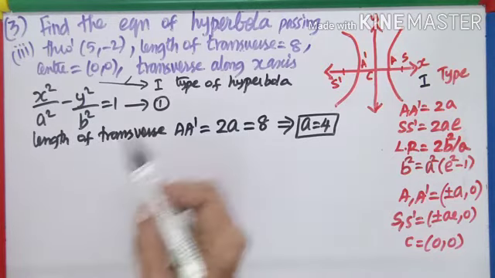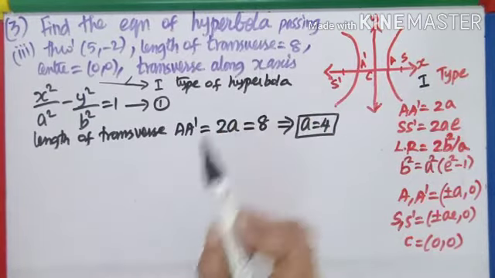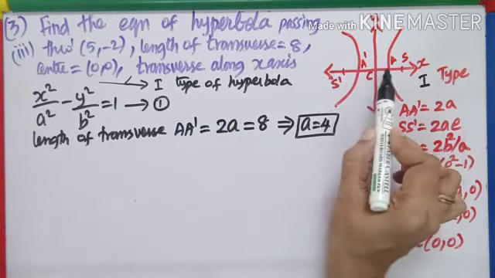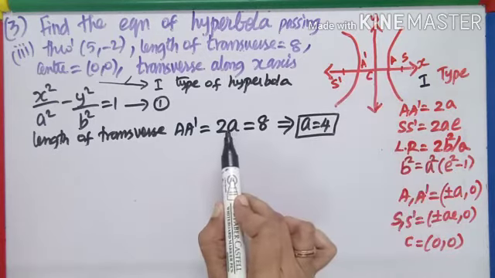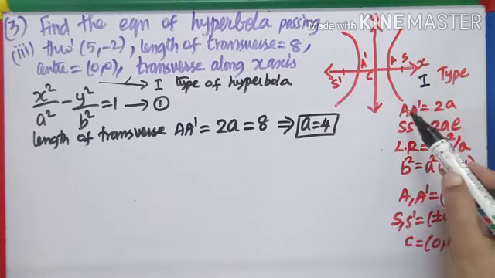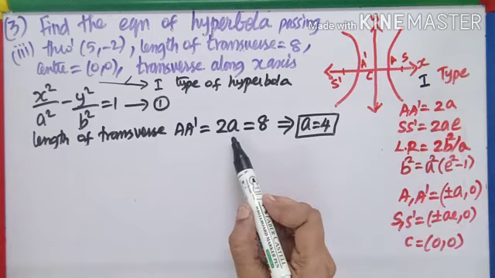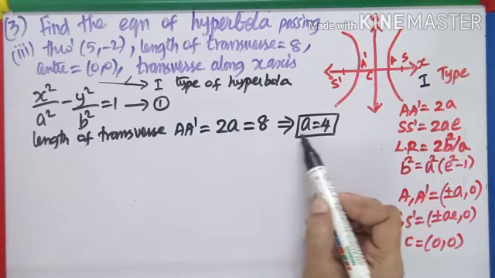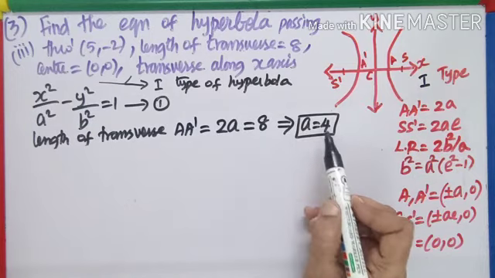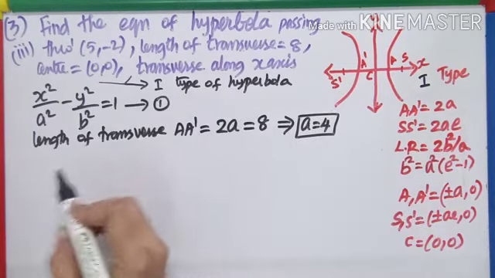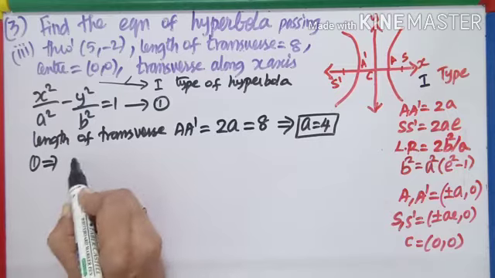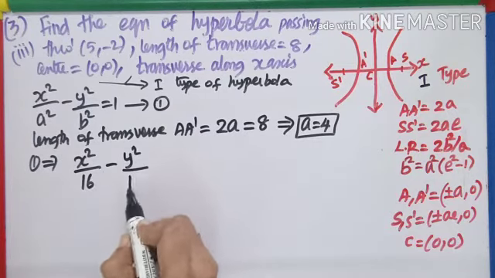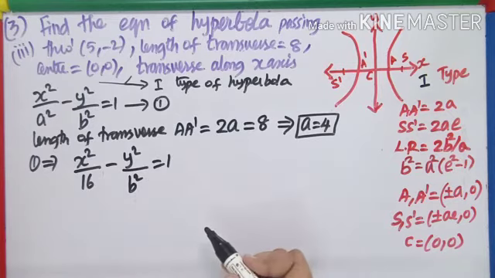They have given length of transverse is 8. This 2a only we call transverse length. So it is 2a. When I know it is 2a and they have given 8, compare and get what is a. So a is 4. Put it back in first equation. So first equation tells x square by 16 minus y square by b square equals to 1.